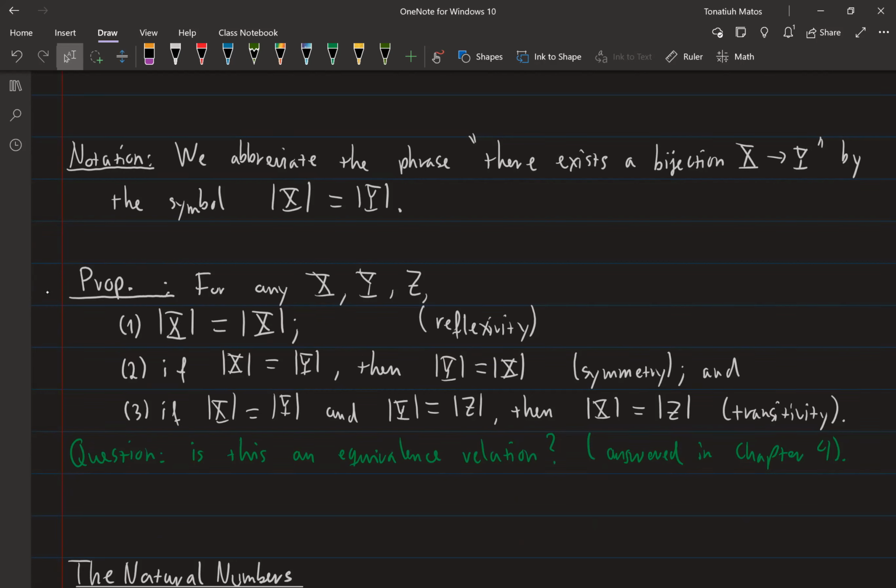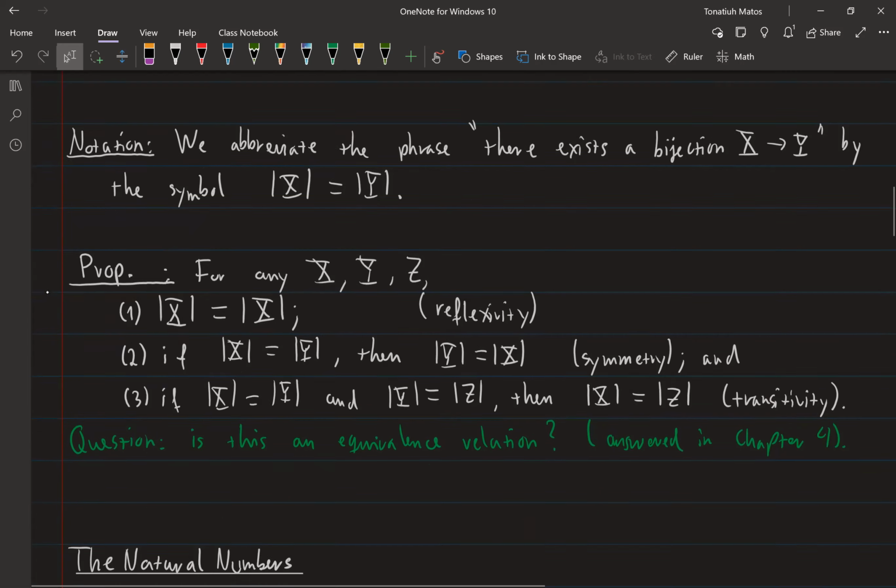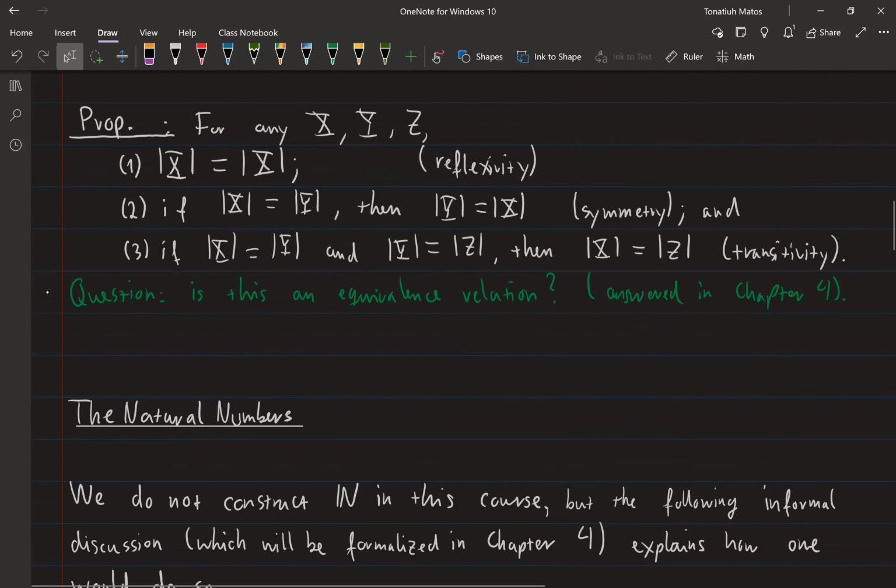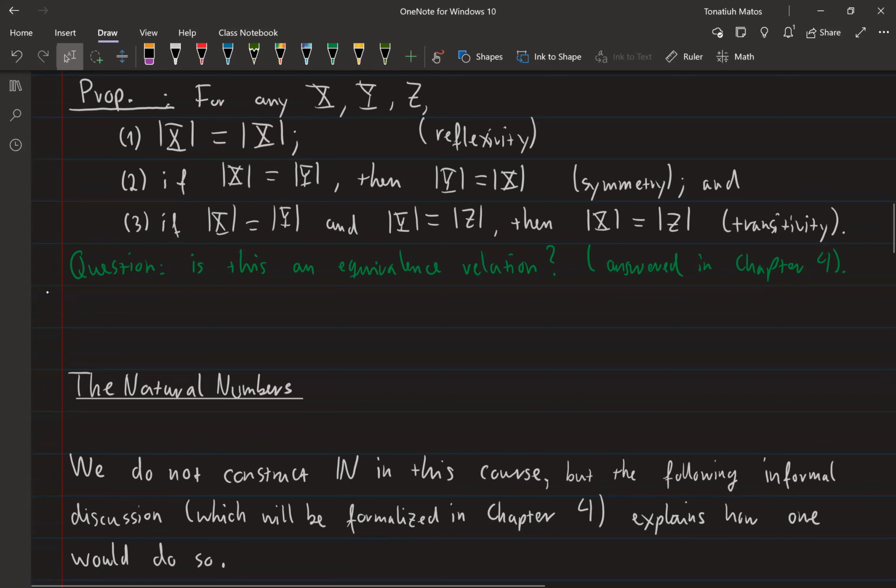Now, why did I bother introducing all of this, talking about this new symbol and bijections and all of that? What does this have to do with the natural numbers? So something that I very ambitiously want for this course is to construct every structure that we will talk about before we work with it. Because, I mean, that's just part of what abstraction means, right?